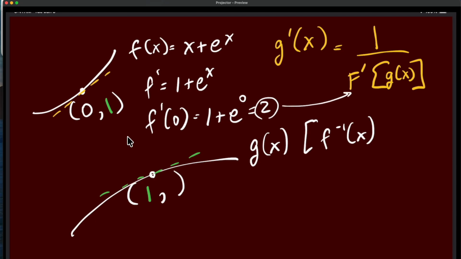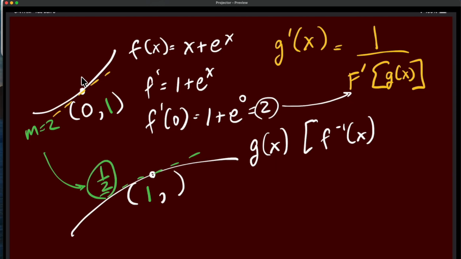Another way to think of it is, we just found the slope on the f function when the input at f is 0. When the input of f is 0, the output's 1. That matches an input of 1 on the inverse function. We found this slope to be 2. Therefore, the slope here at the sister point is going to be 1/2.